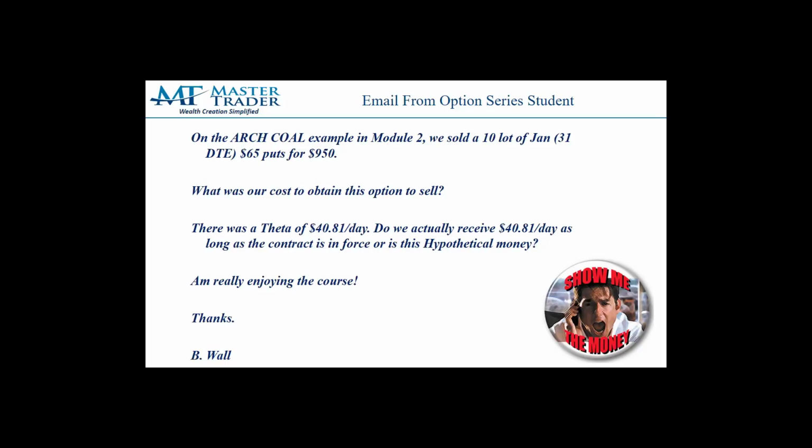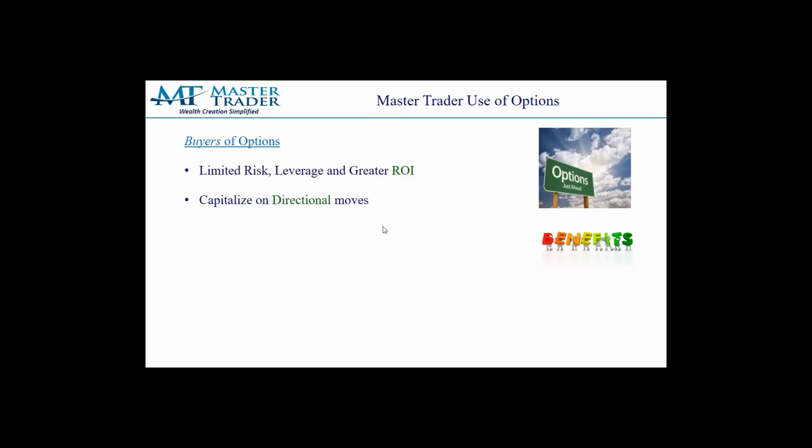This was an email I got the other day which prompted me to prepare this lesson for us today. It's from one of our students in the options strategy series for investors and traders. There was an example where we sold a 10 lot of some out-of-the-money puts for $950. Mr. Wall is asking about the cost to put this on, the theta decay, and the maximum gain. We're going to come to that at the conclusion of today's lesson. But let's first have a little review of the importance of this topic.